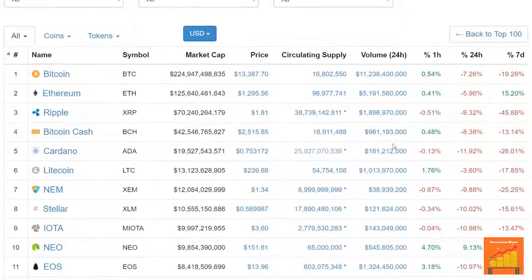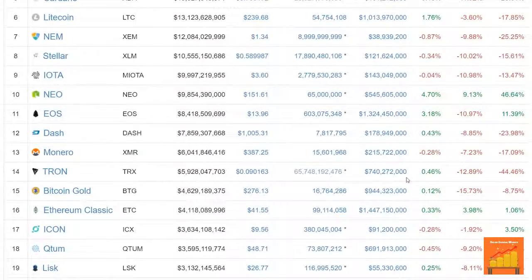So in amongst this sea of red is Tron. Tron, that super popular coin that everyone keeps talking about. Right now Tron is trading at 9 cents. It has dropped another cent in less than 20 hours.